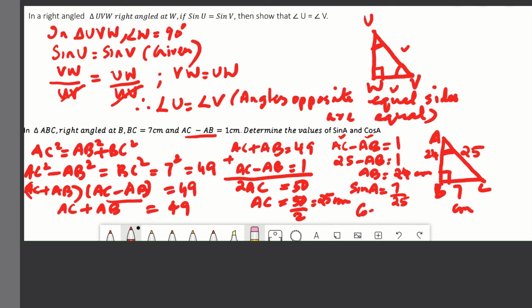And what is cos A? Cos A is equal to adjacent. According to this angle, adjacent side is AB, that is 24, divided by hypotenuse is again 25. So, the answer is sin A equal to 7 by 25 and cos A equal to 24 by 25. So, this is the answer.